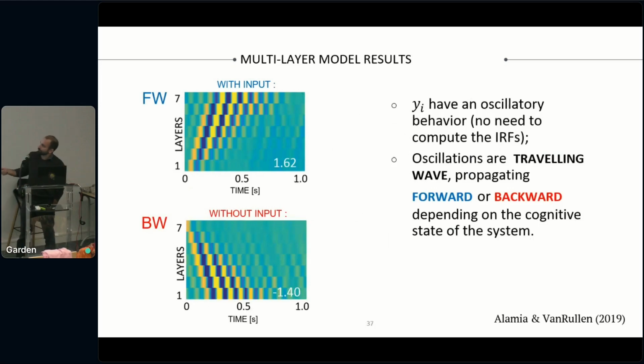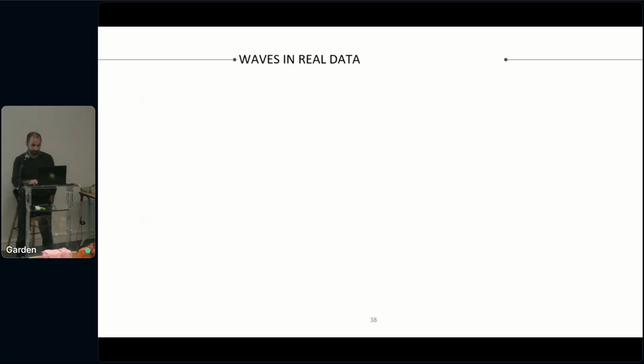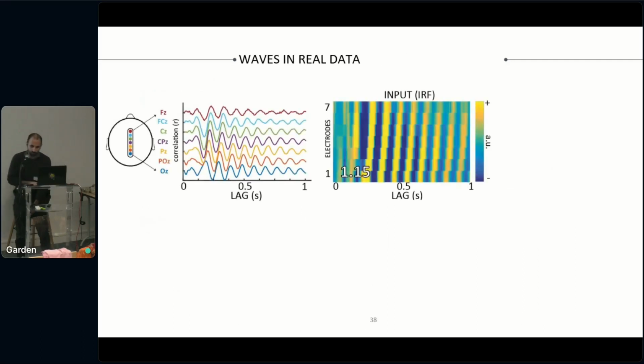Okay, so our model makes this prediction. If we have an input, then we find some alpha oscillation that propagates forward, whereas if we don't have an input, then these oscillations are still there, but propagate in the opposite direction. Okay, so we tried to validate this in experimental data using EEG. So how does it look in actual data? We took our 7 layers to be 7 electrodes in the midline, from Oz, occipital, all the way up to Fz. And you can see these are already real data. You can see just by looking at the graph that there is a constant phase shift from occipital to frontal electrodes. So this wave is propagating forward. And this was in the case of visual stimulation.